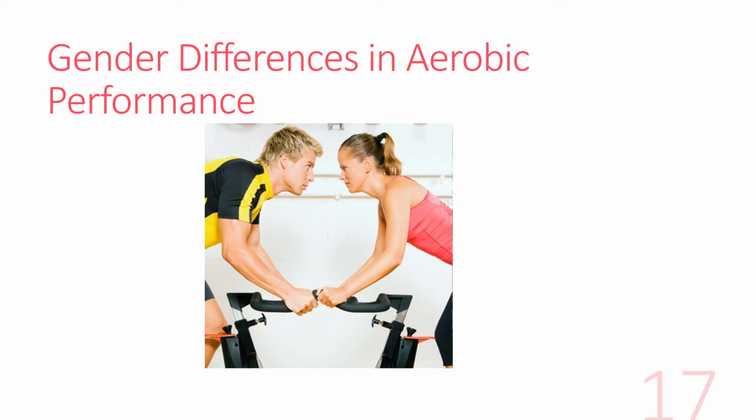What are some of our gender differences in aerobic performance? Males, again, tend to have 15 to 20% higher VO2max levels in comparison to females. A few reasons for this. One is testosterone. Men have more testosterone than females, and this causes men to have more hemoglobin, which means they have a higher oxygen carrying capacity within the blood. Men also have more muscle mass, so therefore they require more oxygen compared to females.